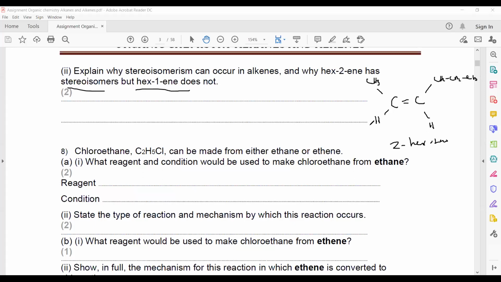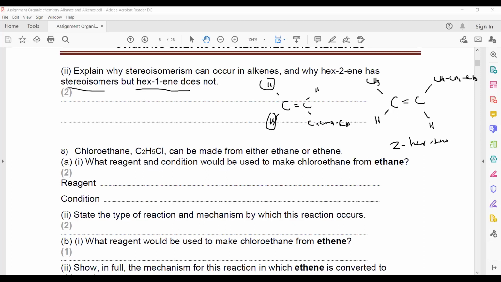But if I draw hex-1-ene, hex-1-ene means the first carbon should have a double bond. Then there will be a carbon chain 1, 2, 3, 4, 5, and 6, and they will have hydrogens. So as you can see, identical groups are there. So we cannot compare which one is heavy and which one is lighter. If there is no comparison between heavy and lighter, it cannot have a geometrical isomer.